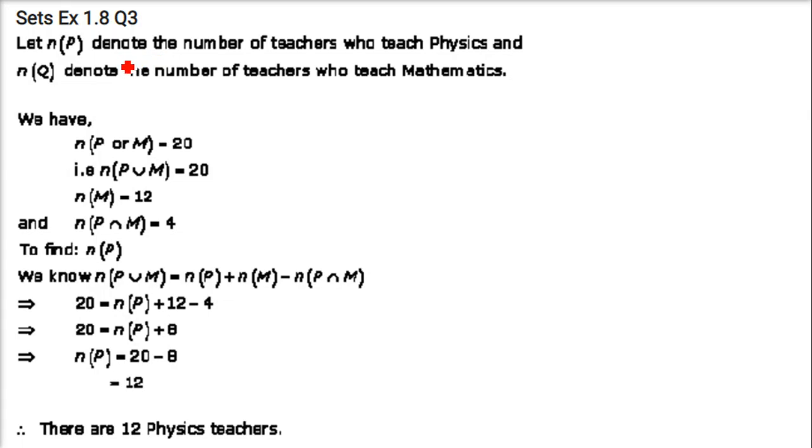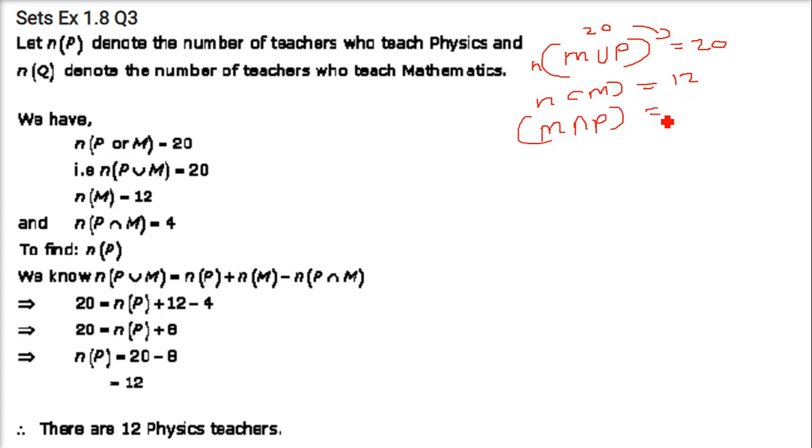Next question is: in a school there are 20 teachers who teach mathematics and physics. So mathematics or physics, that is union. The number of teachers is given as 20. Of these, 12 teach mathematics. So n(M) is 12. 4 teach physics and mathematics. So the physics and mathematics intersection is 4.